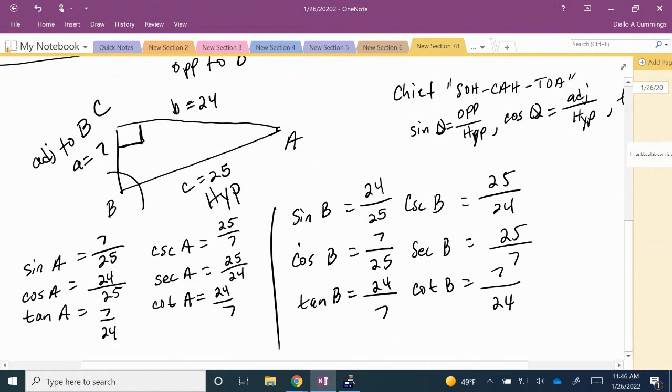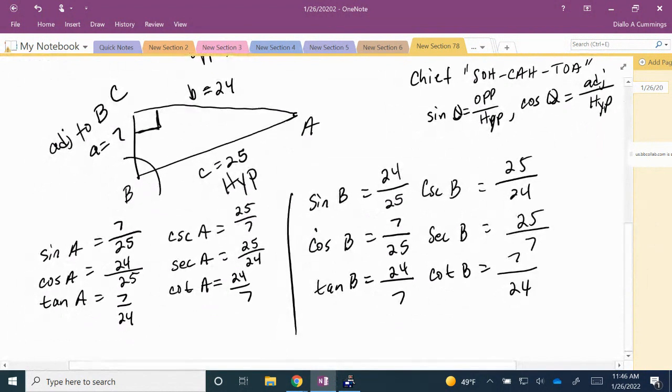Next, we're going to talk about cofunctions. This is sort of the reason that we went through finding the 6 trig functions for A and B. Now, you never find the 6 trig functions for angle C, your right angle, because angle C is not an acute angle. You only want to find your 6 trig functions as they relate to your acute angles.